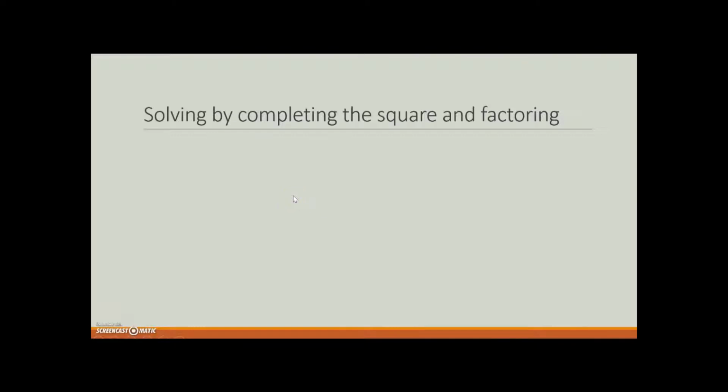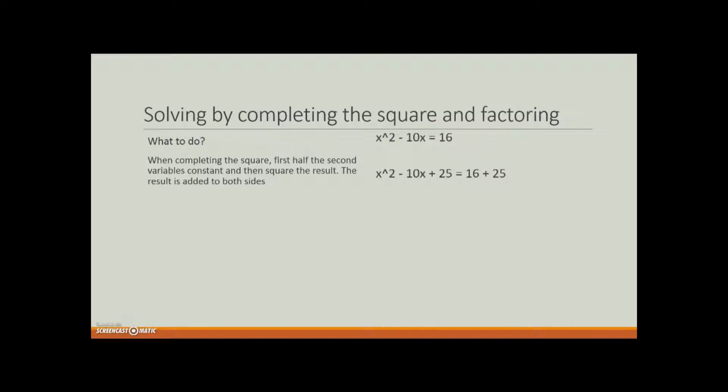Okay, now we're going to solve by completing the square. What do you have to do when you're completing the square? First, you must have the second variable constant, and then square the result. So you must have this right here. So it'll be 5, and then you square that, so it'll be 25. And then you add 25 to both sides, as shown here.